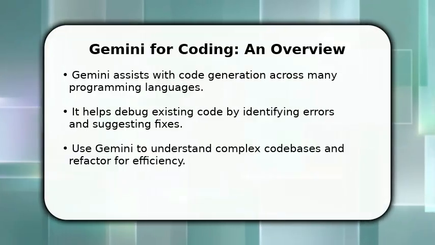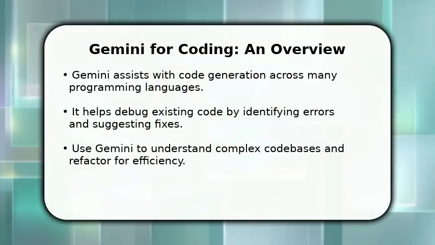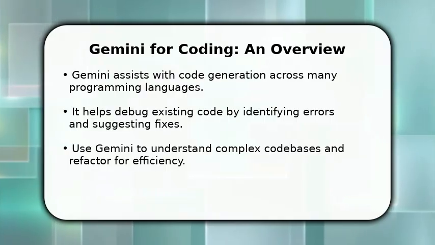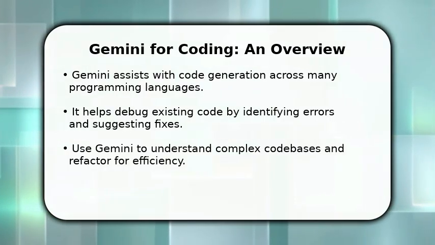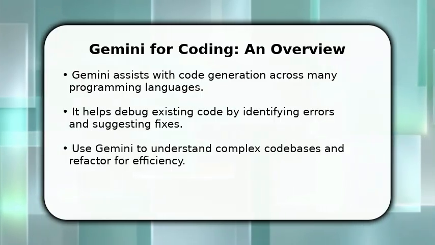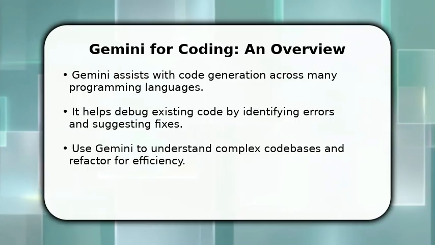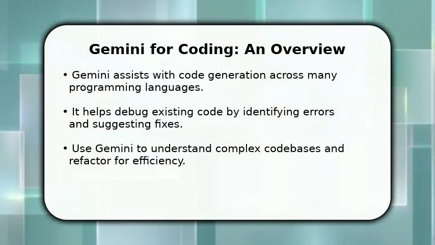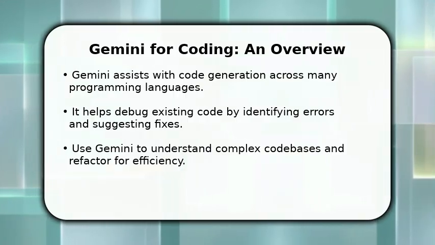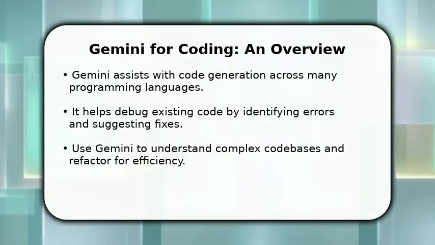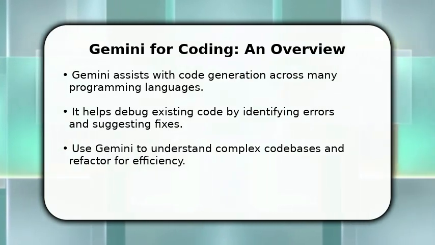In this video, I will explain how to use Gemini for coding. We'll cover its core functionalities for developers, from generating code snippets to debugging. Gemini is a powerful tool that can significantly enhance your coding workflow, whether you're a beginner or an experienced programmer. It understands context, offers creative solutions, and helps you work smarter, not harder. Let's dive into how you can leverage this AI assistant for your development tasks.